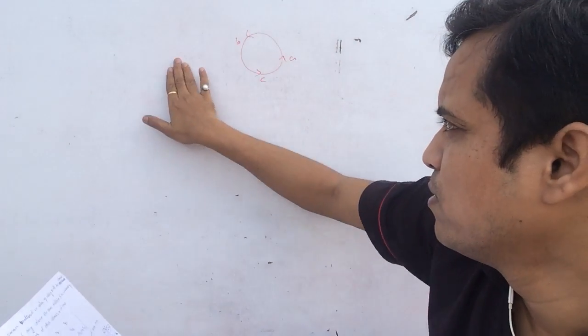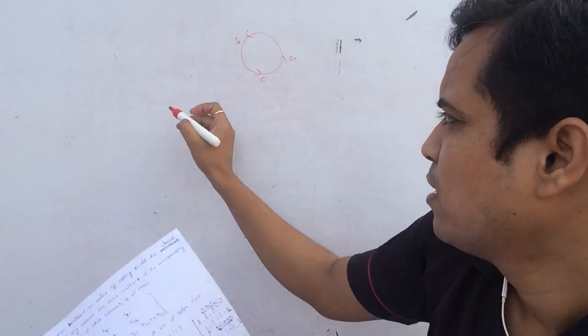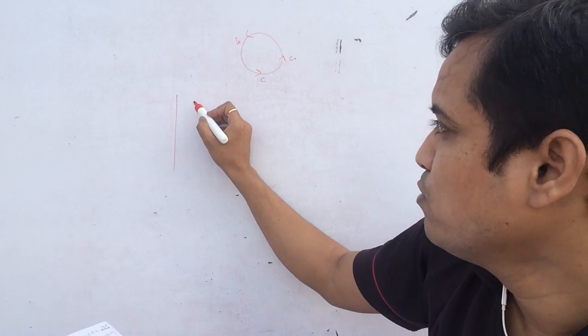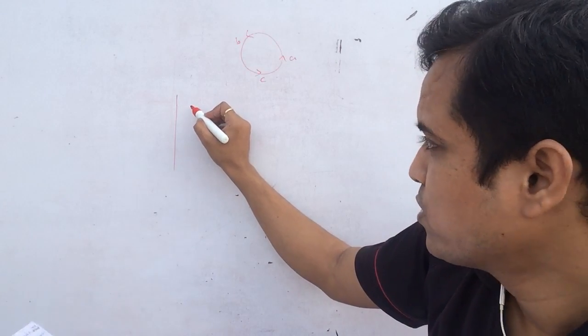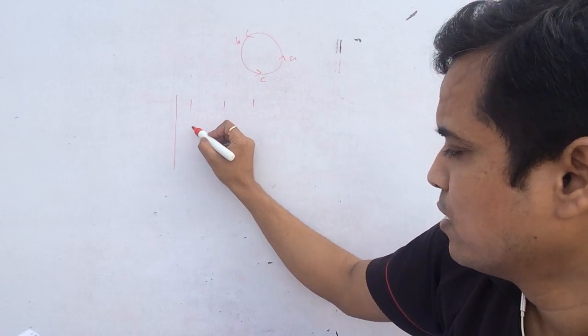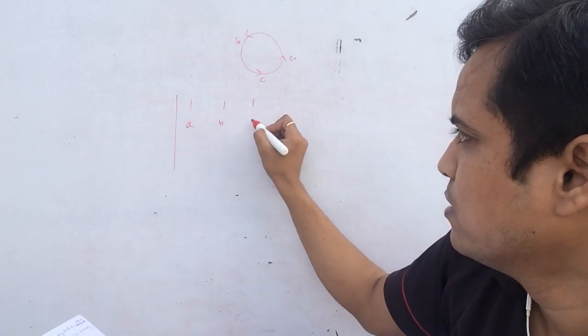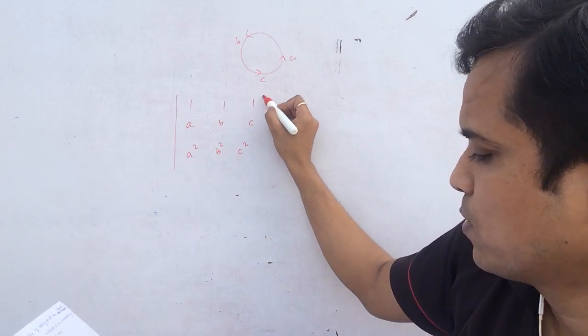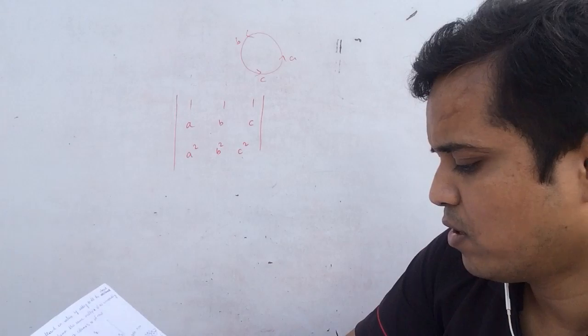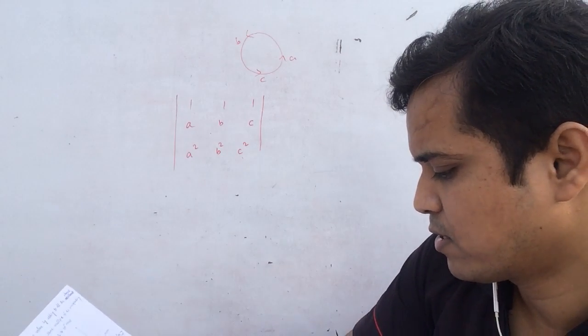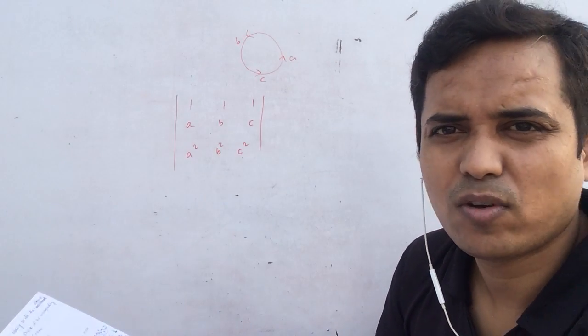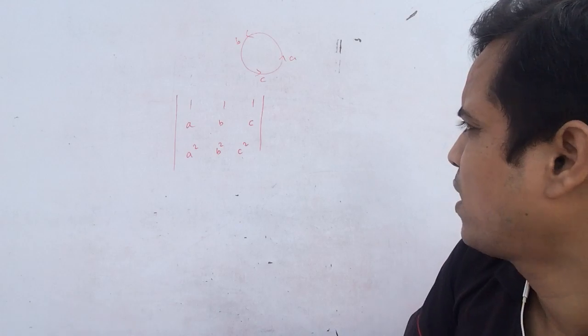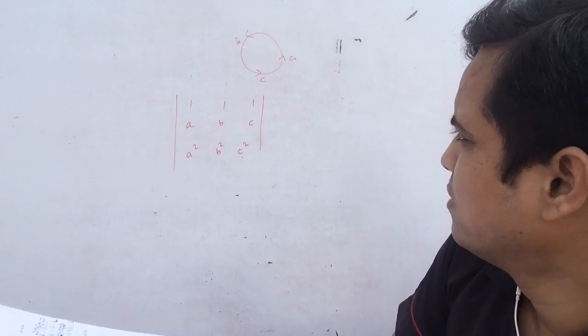So where do you see a question like this? The question is the determinant with rows 1, 1, 1; A, B, C; A square, B square, C square. If the elements of a row or column are in cyclic order, then it is called a cyclic determinant.